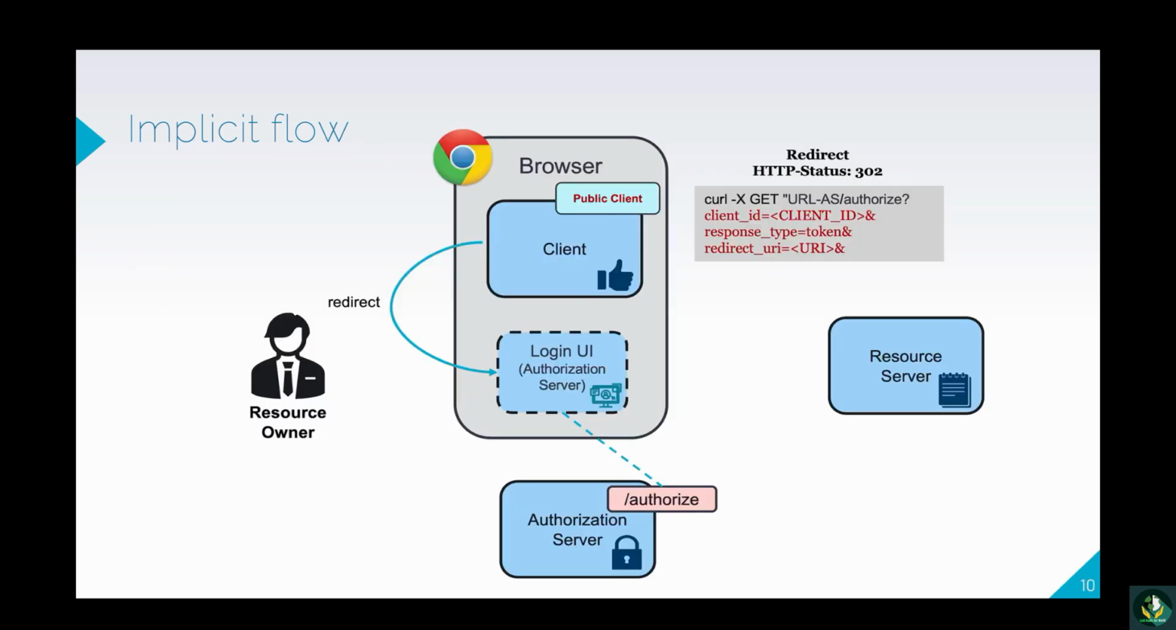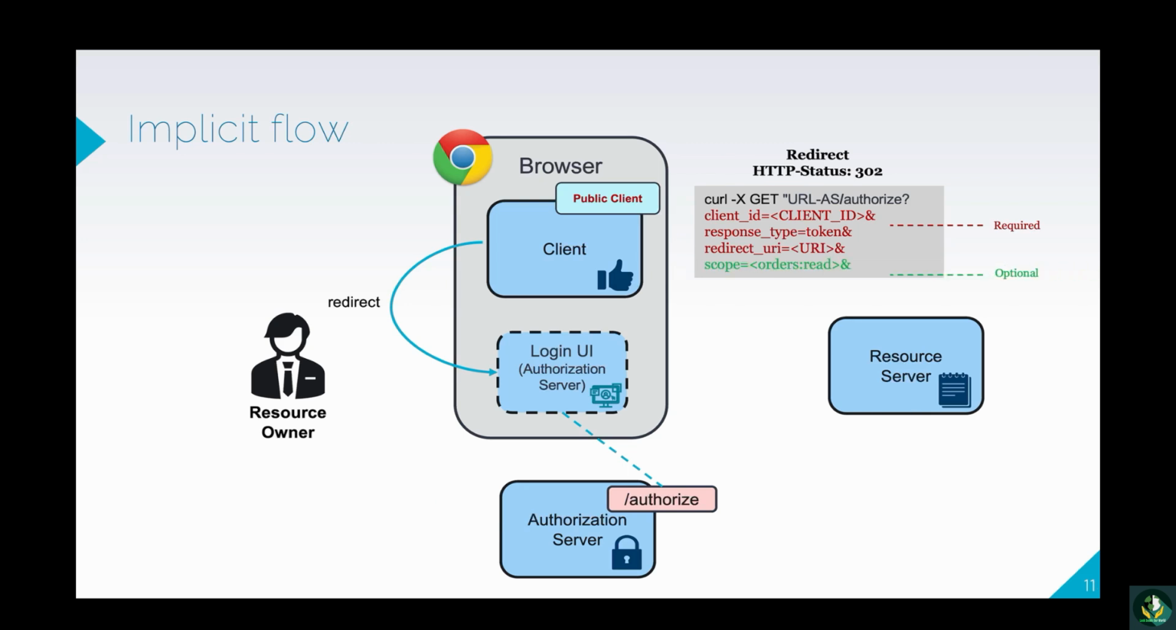Redirect URI. This specifies where the authorization server should redirect the resource owner after successful authentication. For security reasons, these URIs must be pre-registered in the authorization server, either as an approved list or using regular expressions like wildcard.example.com. These three parameters, client ID, response type equals token, and redirect URI, are required for the implicit flow. There are also two optional but highly recommended parameters.